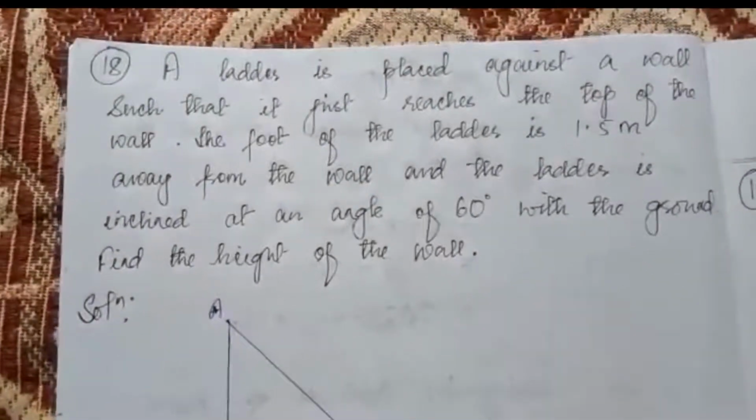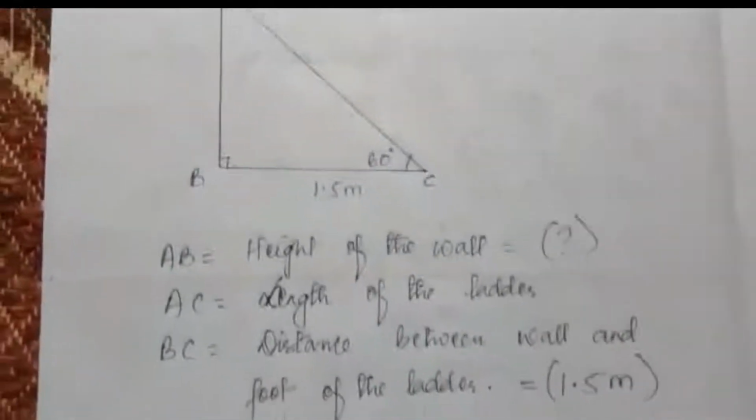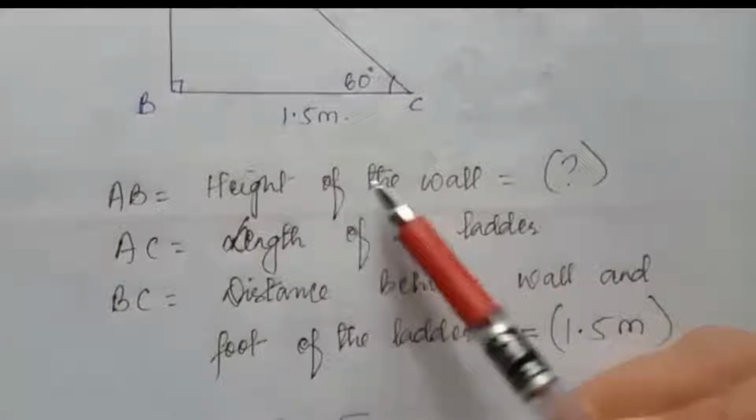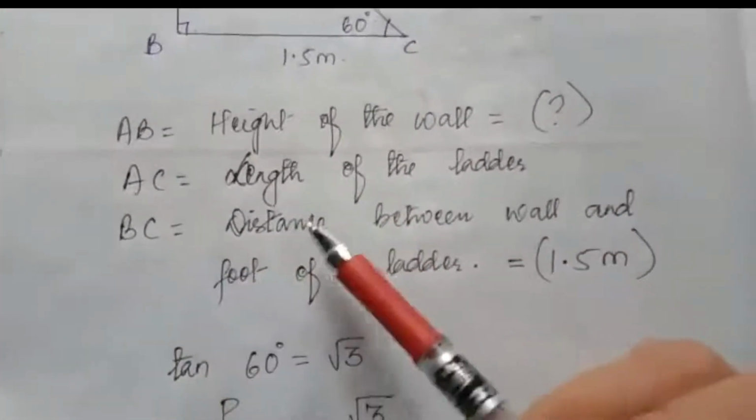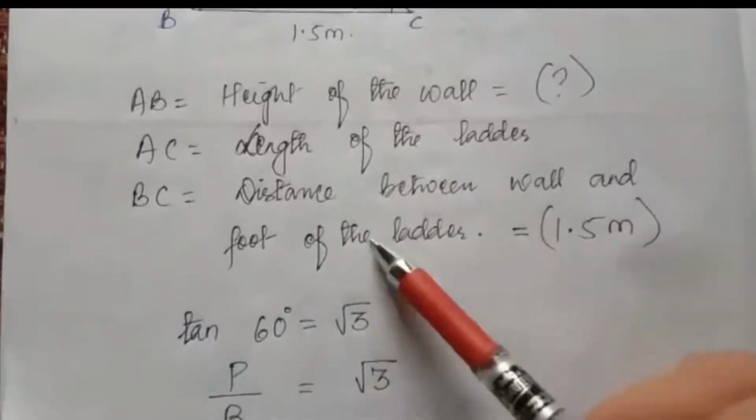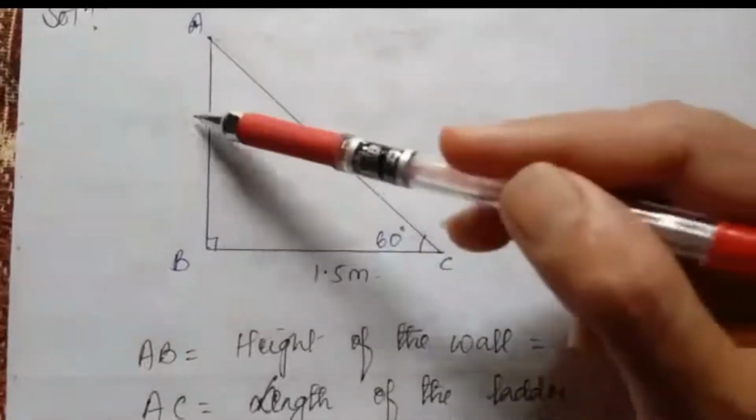Here you have to find the height of the wall. You have to find AB. So AB is the height of the wall, question mark. AC is the length of the ladder. BC is the distance between the wall and the foot of the ladder, which is given as 1.5. So base is given, you have to find perpendicular.